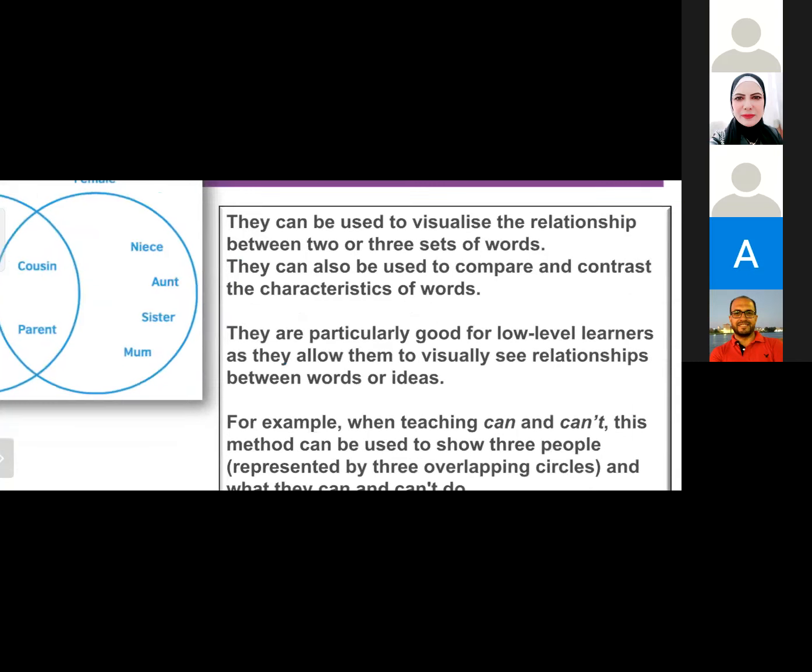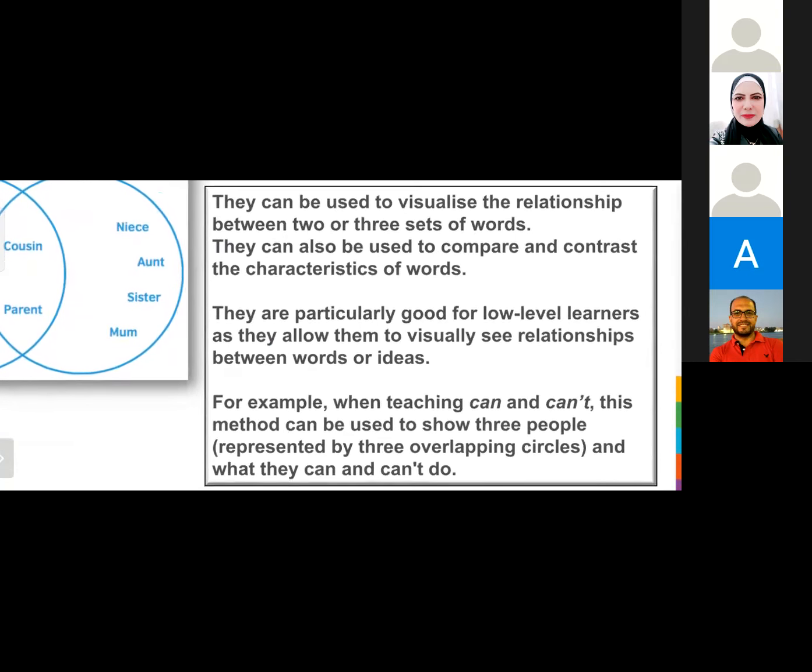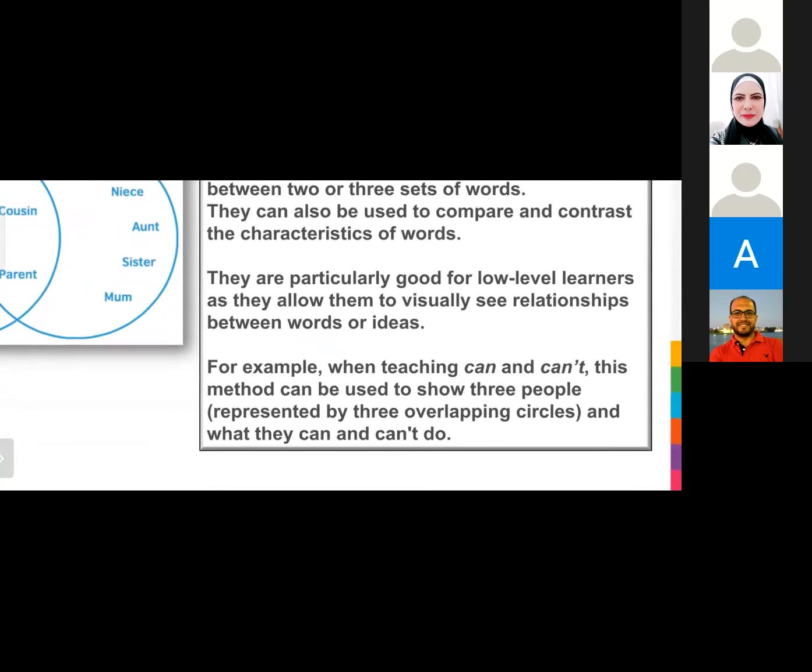So of course, they can be used to visualize the relationship between two or three sets of words. They can also be used to compare and contrast the characteristics of words. They are particularly good for low-level learners. This is very important, as they allow them to visually see relationships between words or ideas. For example, when teaching can and can't, with apple, I can eat an apple, I can eat a banana. But if I don't like an apple, I can't eat an apple because I don't like apples, okay?